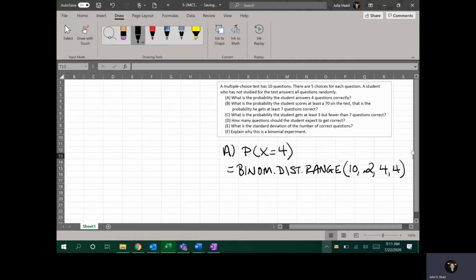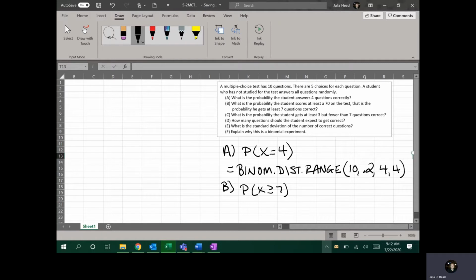To save me from going back and forth between all of these, I'm going to go ahead and proceed to part B, and I'll come back and actually type this in to Excel in just a minute. Part B, the probability the student scores at least a 70, that is, they get at least 7. So we have X and 7, and at least is a greater than or equal to.